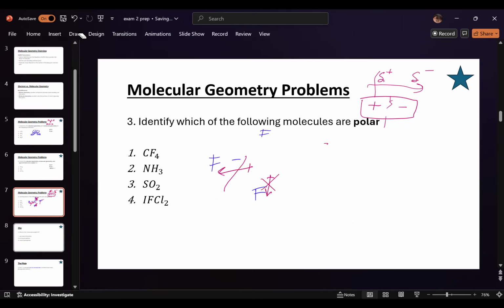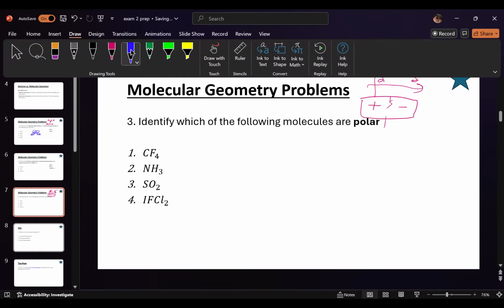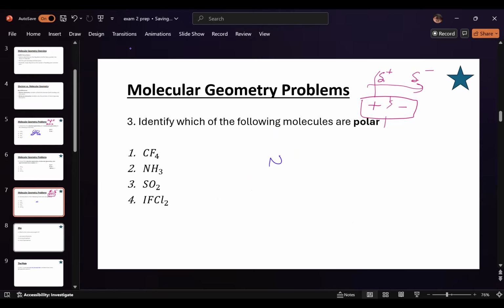I can show you a polar one. Just give me 1 second. Let me erase this. Let's do NH3. Next one. If my pen allows me to.